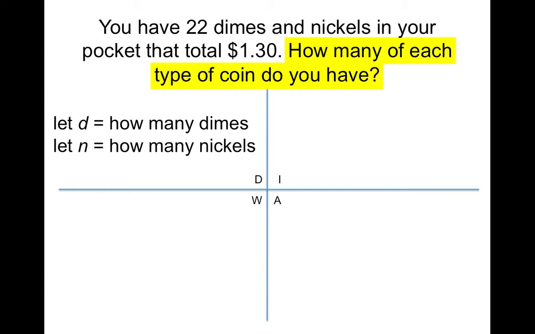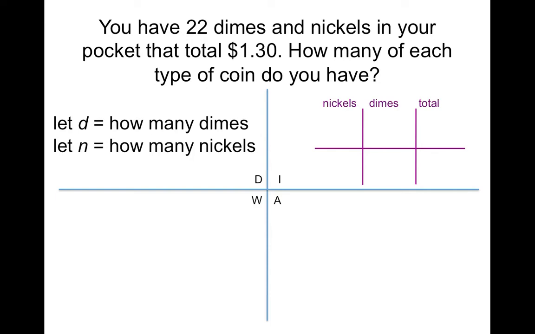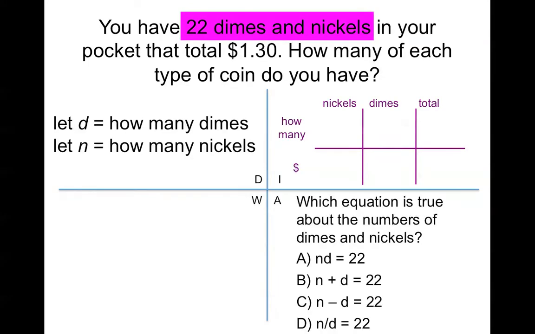It's very helpful to organize the information in a table. Our two variables represent nickels and dimes. We also have information about the totals of those two. The problem gives us two different kinds of information: how many coins we have and how much money they're worth. In the top row of our table, we'll write an equation that is true about the numbers of dimes and nickels. So read each choice carefully. Which equation represents the number of dimes and nickels in your pocket?